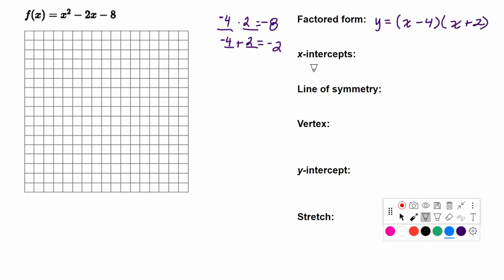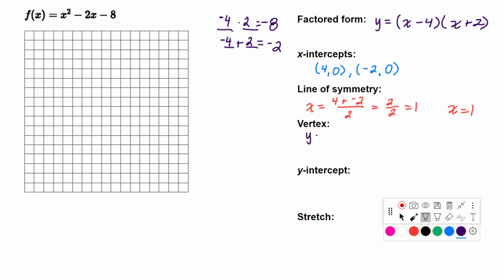My x-intercepts are going to be (4, 0) and (negative 2, 0). For my line of symmetry, I'm going to add 4 to the negative 2, my x-intercepts, and divide by 2. That's 2 divided by 2, which is 1. So x equals 1 is my line of symmetry. I'm going to use that 1 to help me find my vertex because the vertex is on the line of symmetry, so it's going to have the same x value.